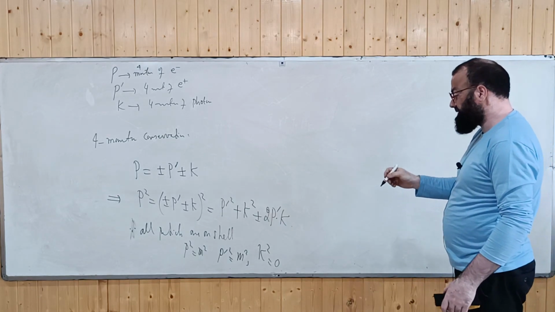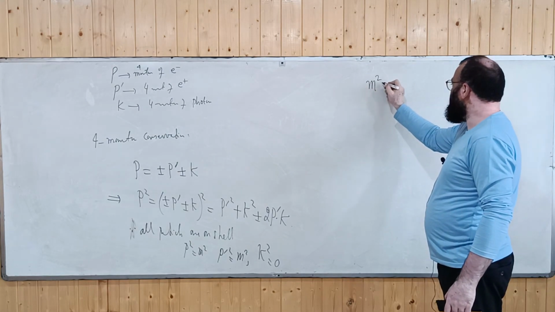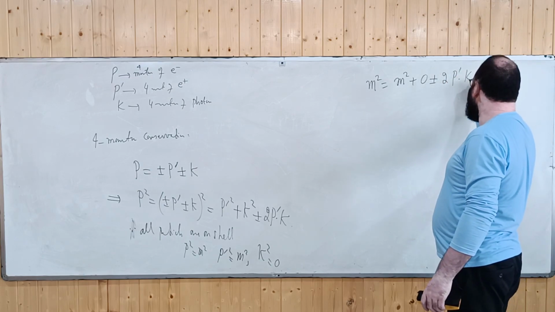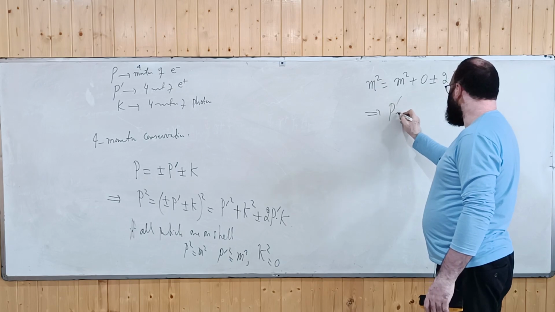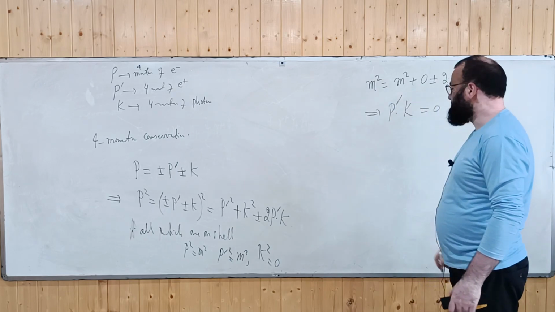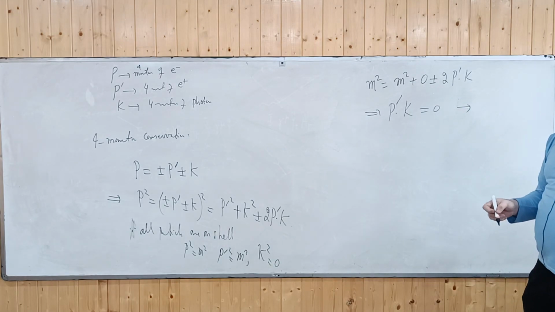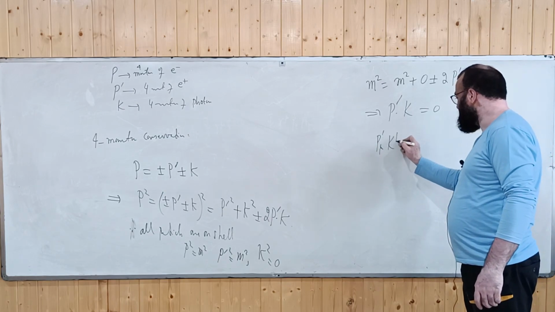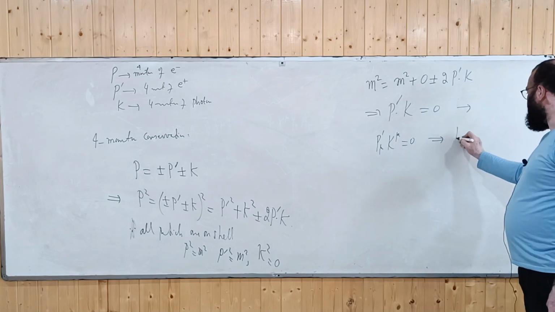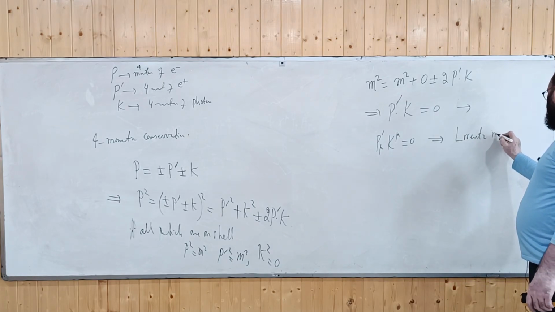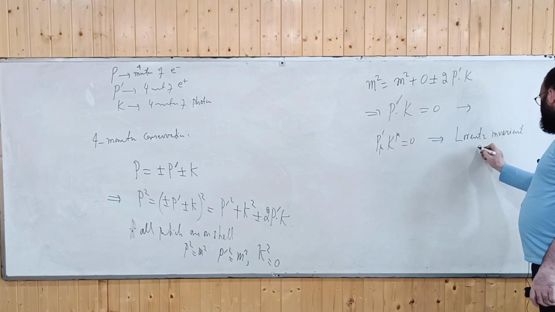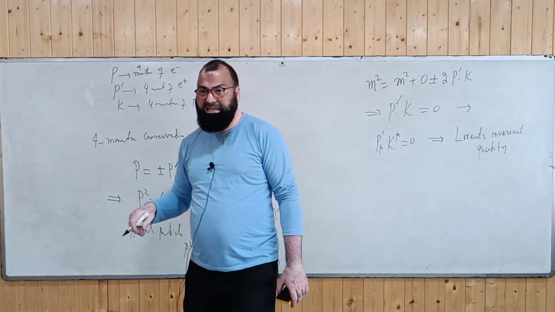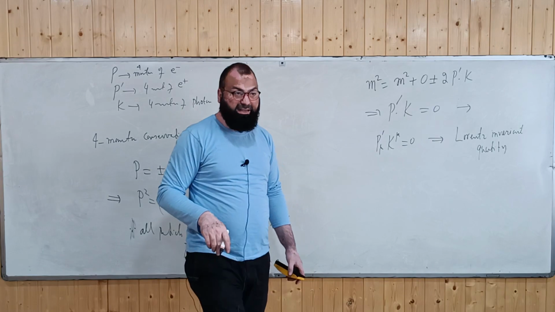Okay. So now let's look at that very diagram. So it is m square is equal to m square plus 0 plus minus twice p prime dot k. So what does it give me? It is p prime dot k equal to 0. So this is a dot product between four-vectors. In other words, p prime mu k mu equals 0. And this is what? A Lorentz invariant quantity. Is it true? Is this invariant under Lorentz transformations? Because it is a four-vector scalar product, it is an invariant quantity under Lorentz transformation.